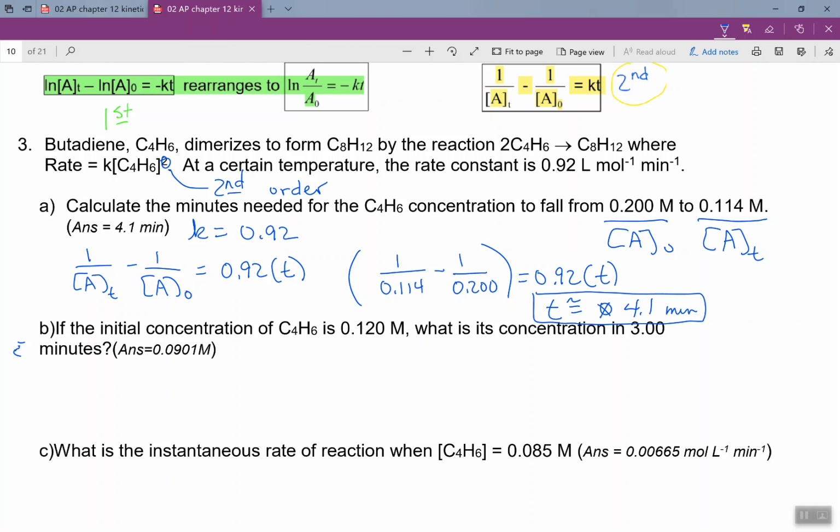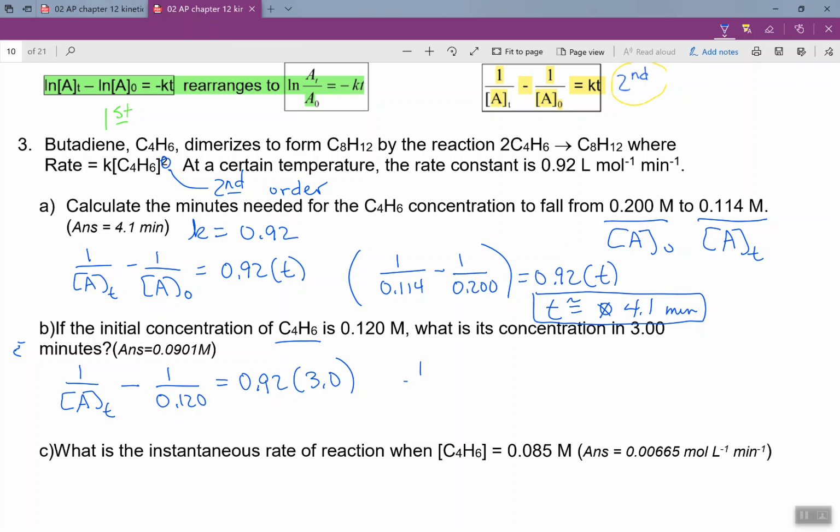Okay, here's another type of problem that you might encounter. It says if the initial concentration of the C4H6 is 0.12 molar, what is the concentration in 3 minutes? So we're solving for At in this case. We have the initial concentration. And this is equal to 0.92, which is our value of k, times 3.0.